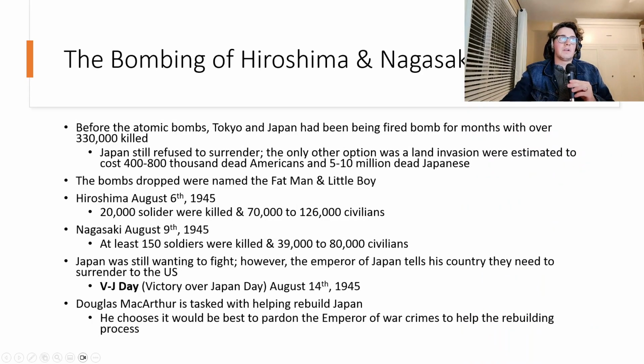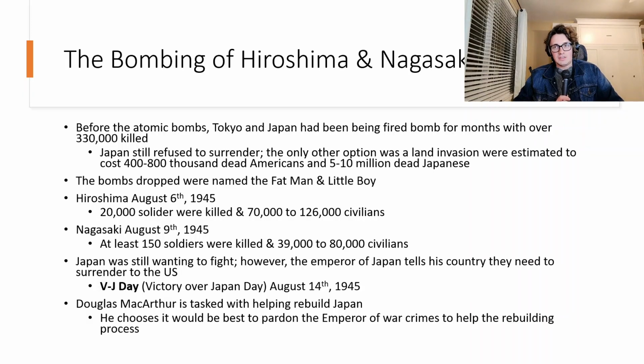So, the bombing of Hiroshima and Nagasaki. Before the atomic bomb, Tokyo and Japan had been firebombed for months. A third of the people are going to die in those firebombs. Japan still is refusing to surrender. The only other option is a land invasion, where it would cost 400 to 800,000 dead Americans and up to 5 to 10 million dead Japanese.